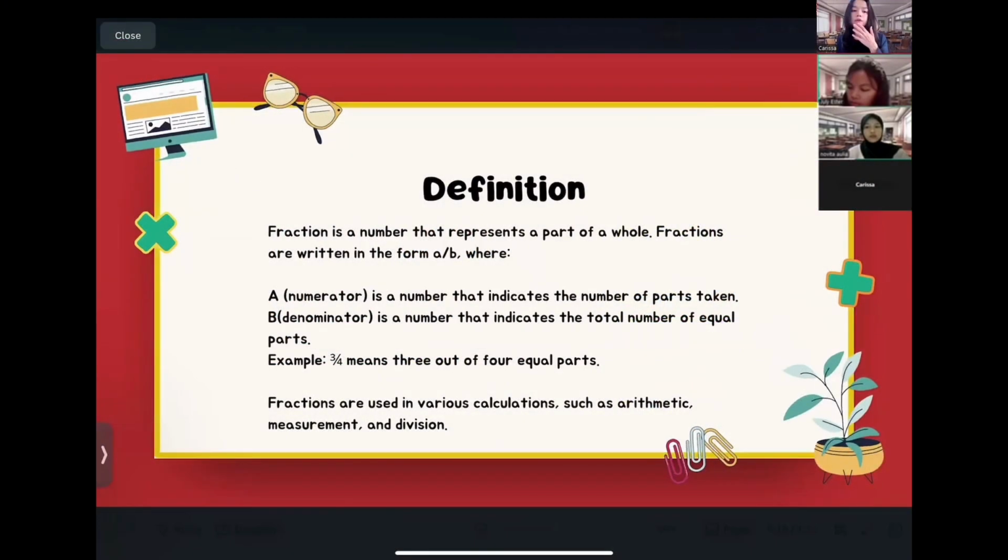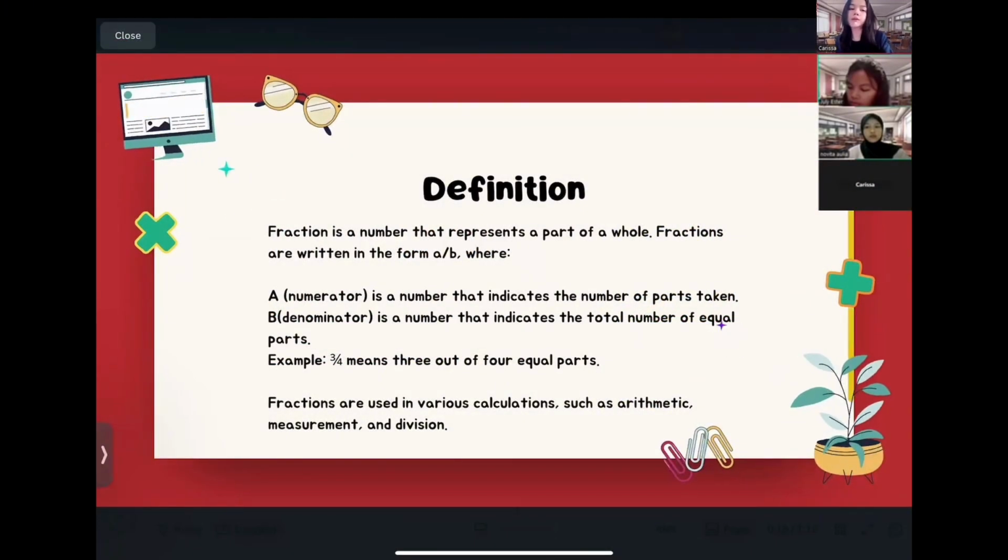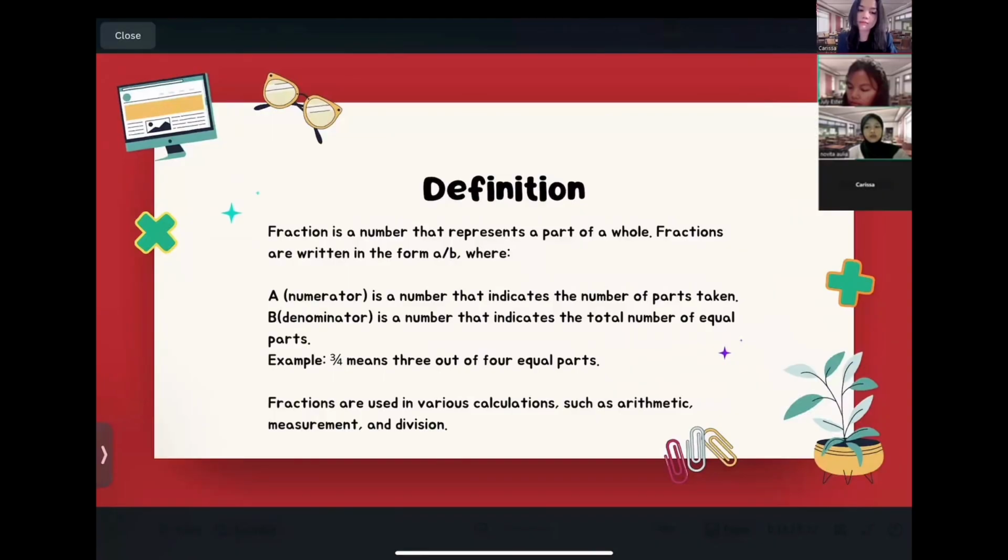Now, from what we have watched just now, can anyone tell me what a fraction is? Anyone would like to answer? A fraction is a number that represents a part of a whole, Miss. Yes, that's very much correct, Novita. A fraction is a number that represents a part of a whole.